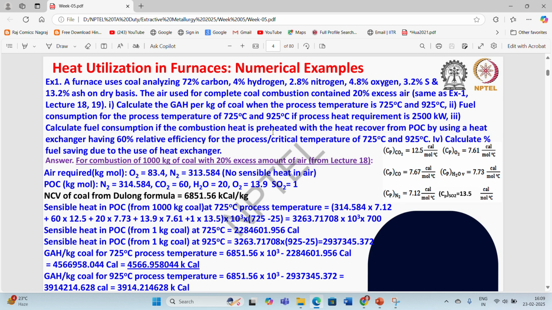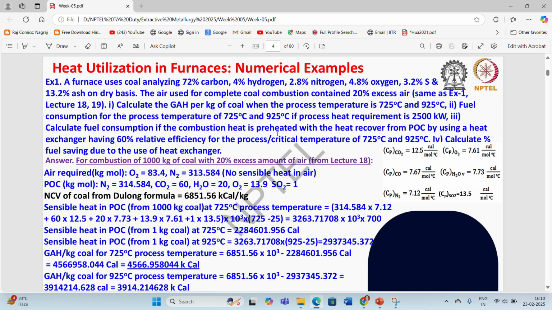We will talk about some numerical examples, like a furnace which is using coal, and the composition of that particular coal is given. So the air used for combustion. We had also talked about the excess air requirement for the proper combustion of any fuel. We had talked about the stoichiometric gas calculations. Then we had talked about the excess air requirement for that particular fuel consumption.